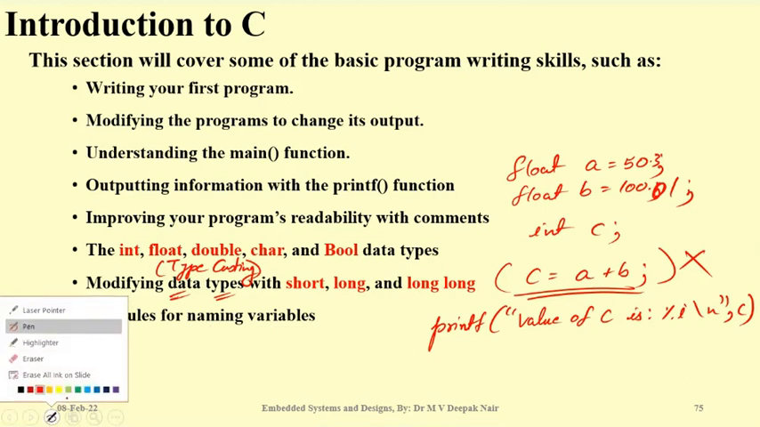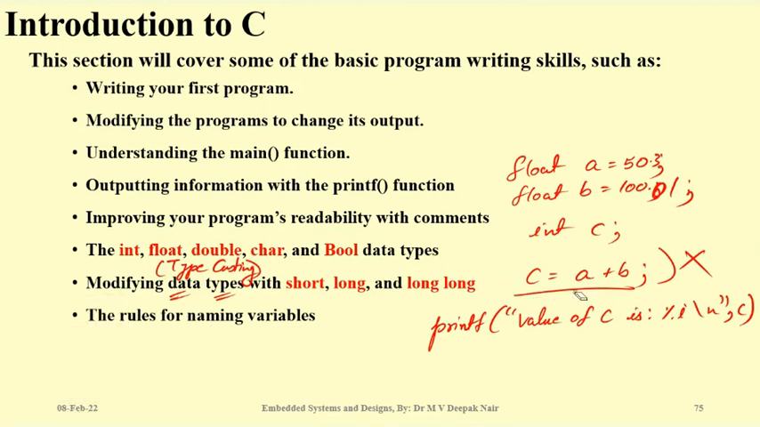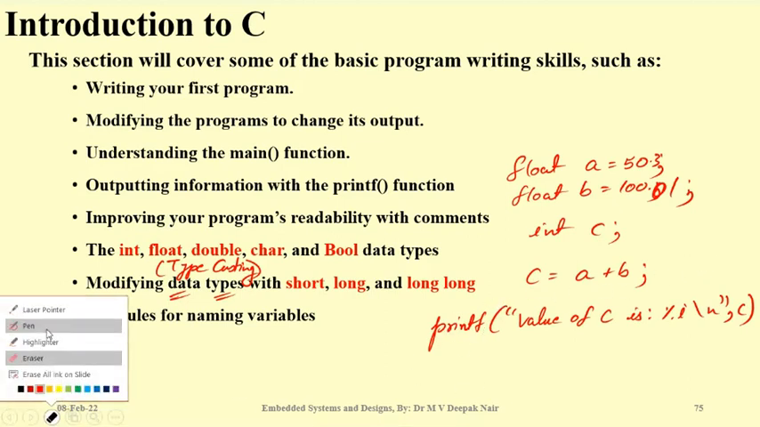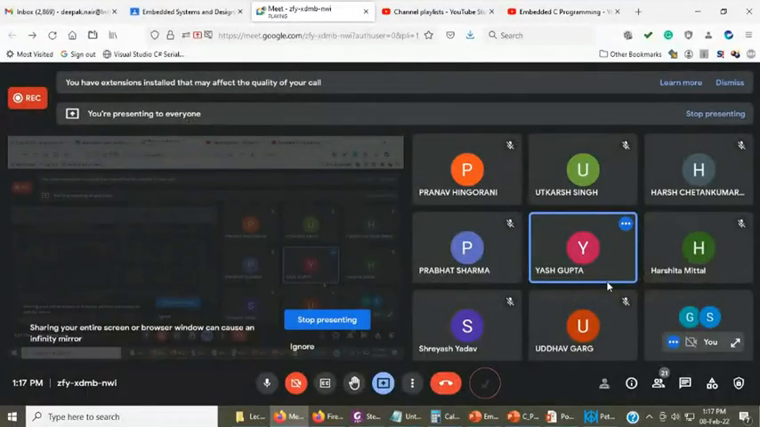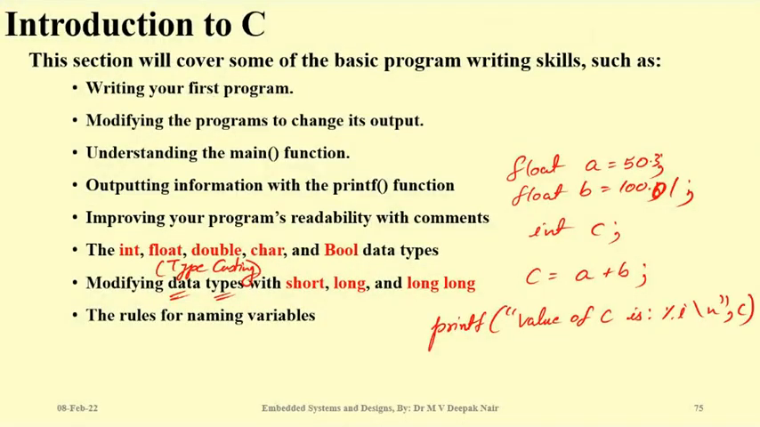Now, can I print c directly, or execute this line, c equal to this? Is it allowed? I guess it will take the integer part of a plus b. Uddhav, what is your opinion? Will this program run or throw an error? Sir, it will throw the error. Why? Because the answer will contain some decimal point, and in int it is not allowed.